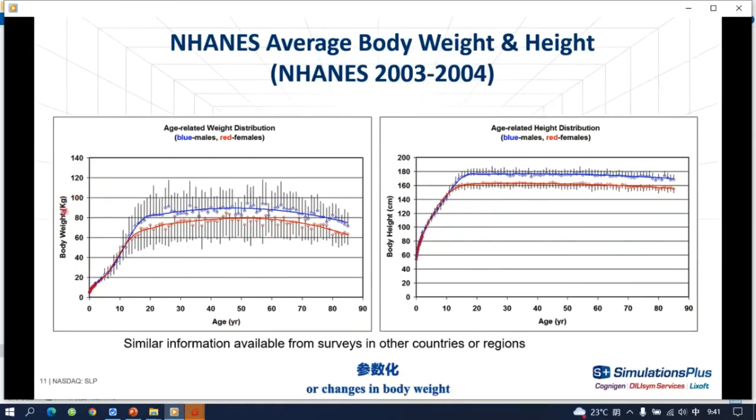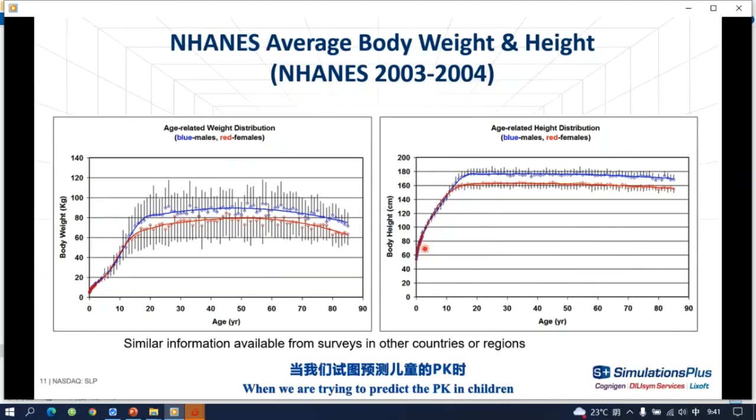So this is showing examples of parameterizing changes in body weight and body height versus age. And these are shown specifically for the American population. We do have also a separate set of data and characterization for Japanese and Chinese populations. It just so happened that in these slides, I do have the plots created for the American population. But again, it would be similar plots showing how the body changes in terms of height and weight.